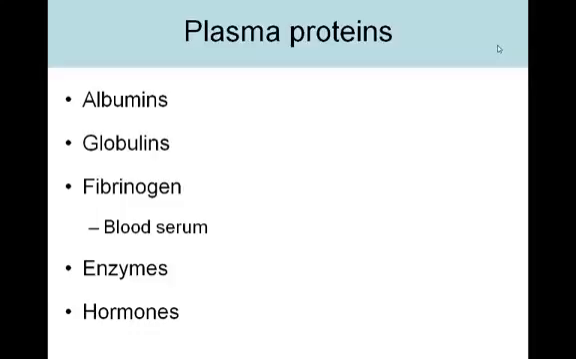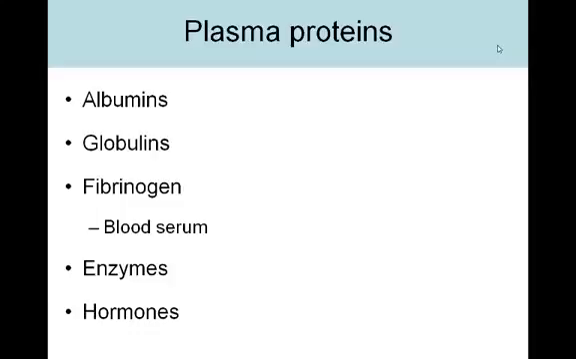Enzymes are just molecules that speed up chemical reactions, and most enzymes are made out of protein. And there are many different types of enzymes that we find in blood plasma. Just to give you an example of one, there's an enzyme called ACE, an abbreviation for the angiotensin converting enzyme. And this particular enzyme is very important with helping to regulate blood pressure, actually.